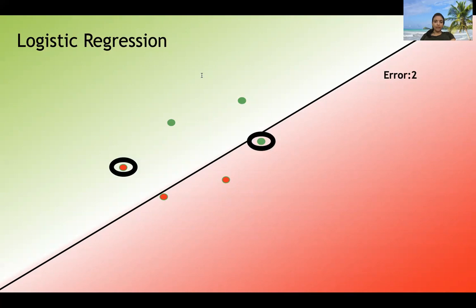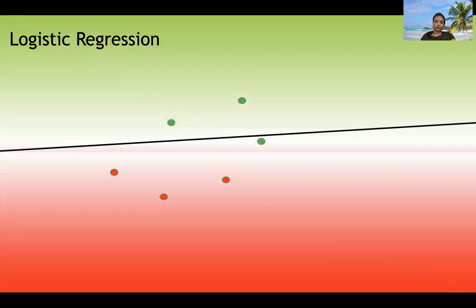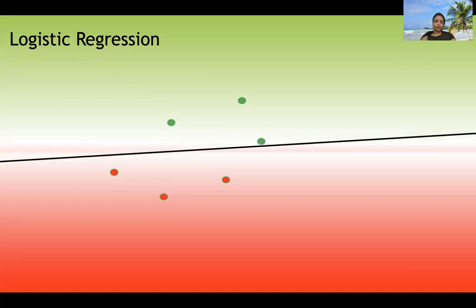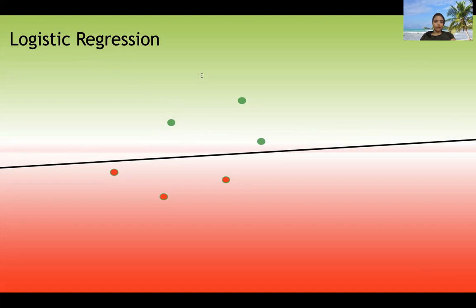And now we will move the line around to minimize the number of errors. So we move the line in this direction. And we see 1 point is misclassified, bringing down the number of errors to 1. And we again move the line and we see that the points are correctly classified, bringing down the number of errors to 0. So the goal of this process is to find the line that perfectly fits the data by minimizing the error function.